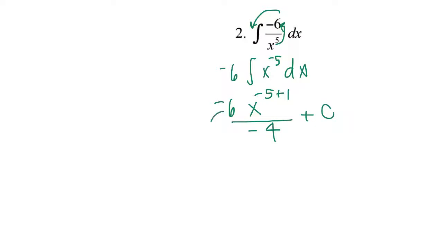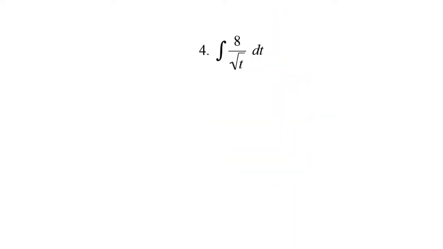And then, yes, you can reduce the 6 and the 4, so that's going to give us 3/2. And then we have x to the -4, which means that needs to move to the denominator. So we're going to extend this fraction line and have x to the 4th, and then plus c. Okay, moving on to the next problem.